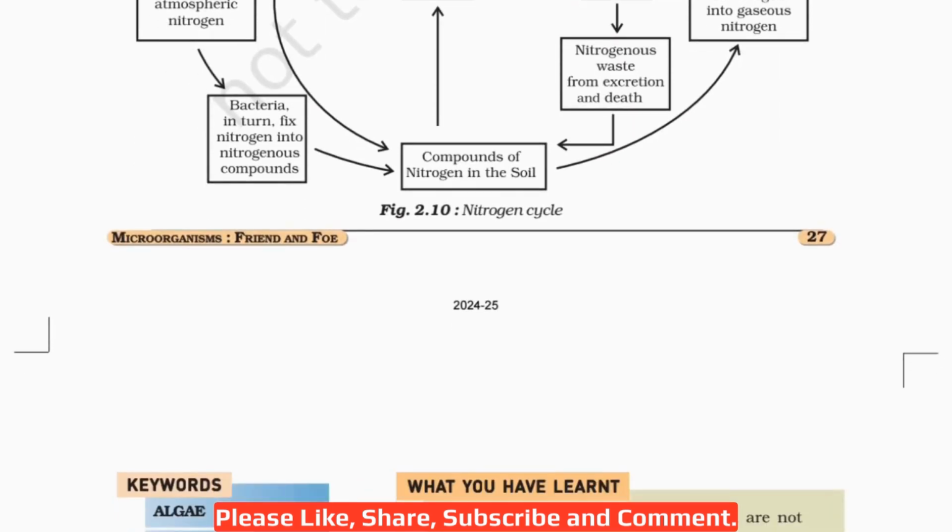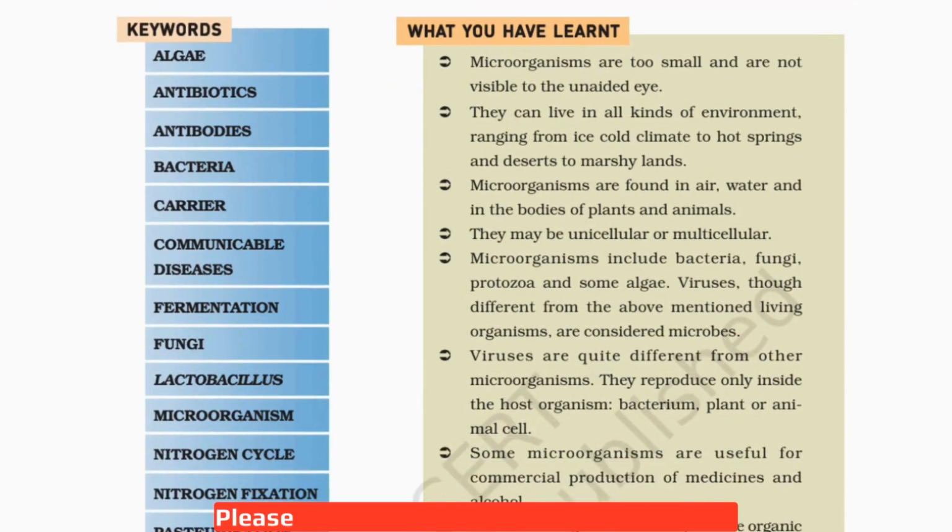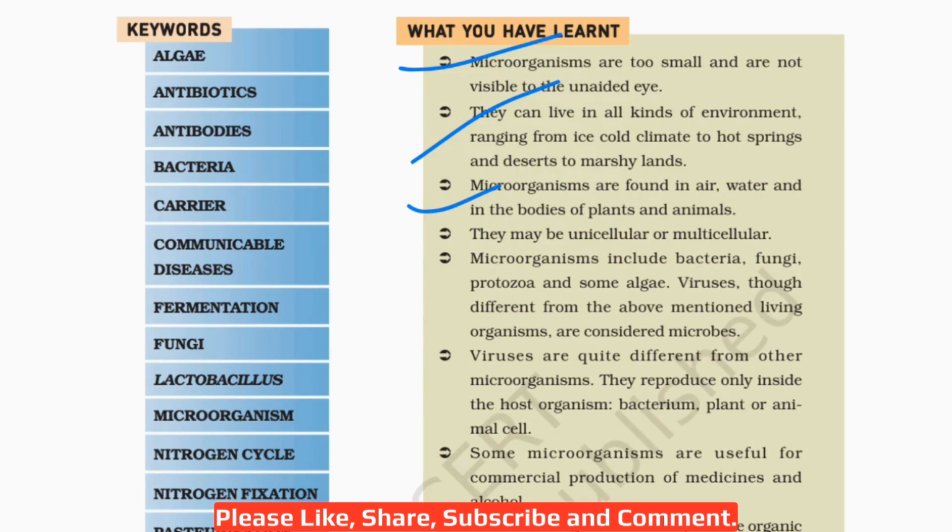So here we come to the end of this chapter. Let's read what you have learned. So microorganisms are too small and not visible to the unaided eye. They can live in all kinds of environments, ranging from ice cold climate to hot springs, and deserts to marshy lands. Microorganisms are found in air, water, and in the bodies of plants and animals. They may be unicellular or multicellular. Microorganisms include bacteria, fungi, protozoa, and some algae. Viruses, though different from the above mentioned living organisms, are considered microbes.